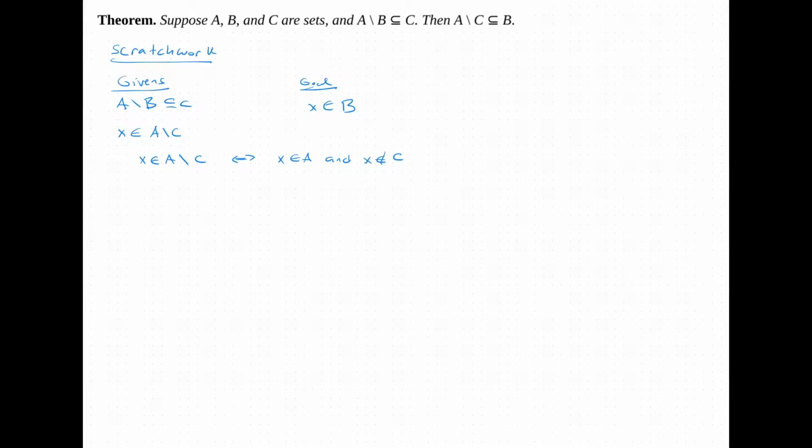And so now we are going to do a contradiction argument. And so here's the intuition for why. We have a statement about A and C. Specifically, we have a statement about how x relates to A and C. But we need additional information to use this given about A minus B being a subset of C. And so what we are going to do is, if we want to show that x is in B, there's two possibilities. X is in B or x is not in B.